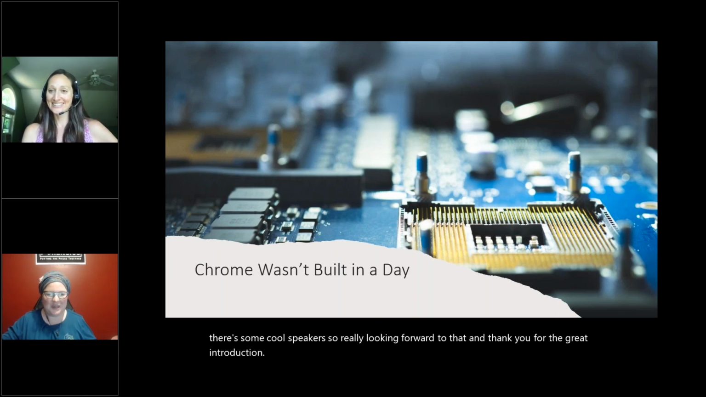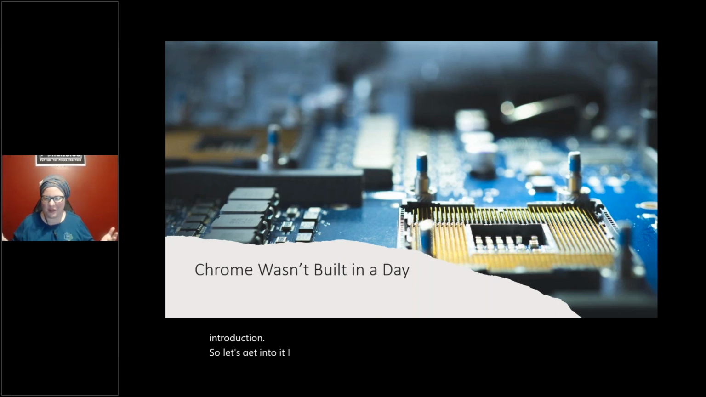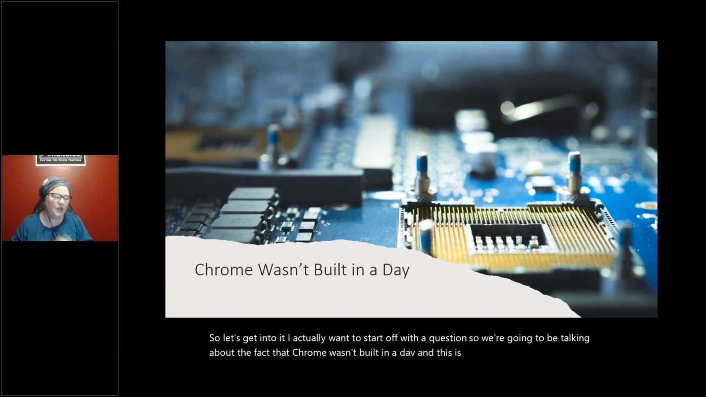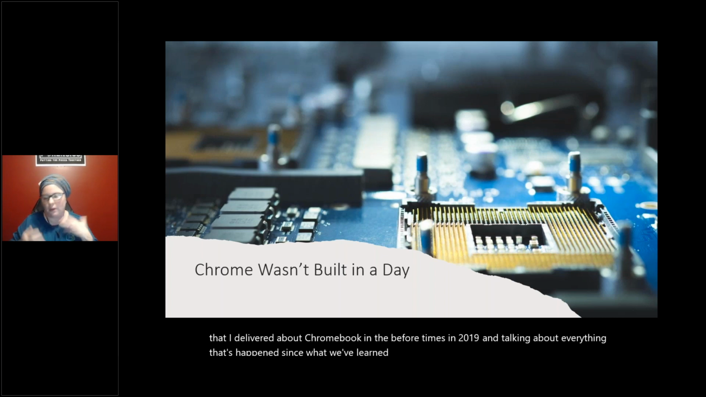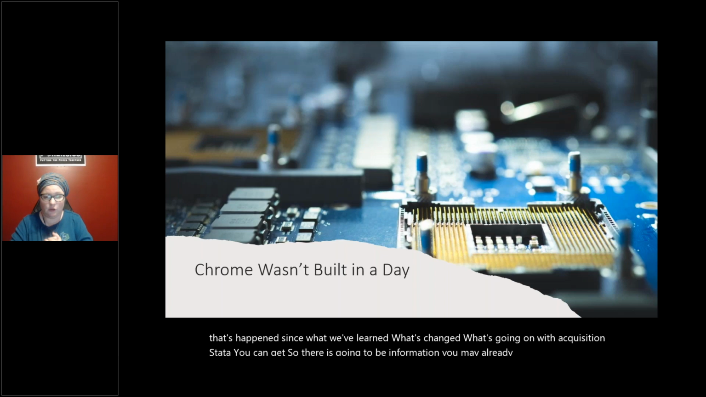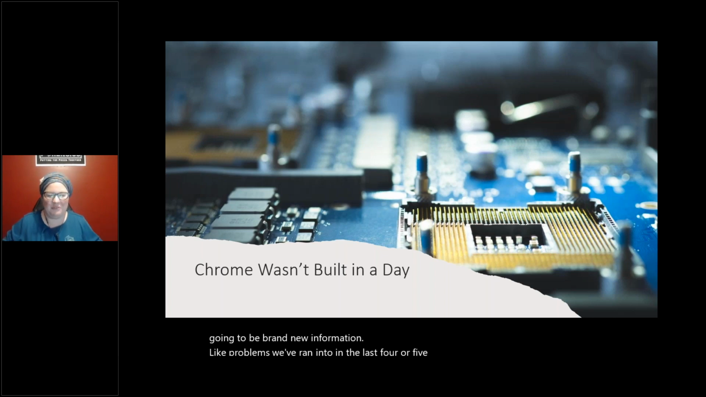So let's get into it. I actually want to start off with a question. We're going to be talking about the fact that Chrome wasn't built in a day. This builds on the presentation I delivered about Chromebook in the before times in 2019, and covers everything that's happened since: what we've learned, what's changed, what's going on with acquisitions, and the data you can get. There is going to be information you may already know, but also brand new information, like problems we've run into in the last 4 or 5 weeks and why that's affecting your ability for acquisition. So we've got a lot to cover.